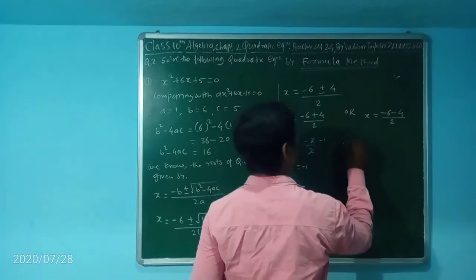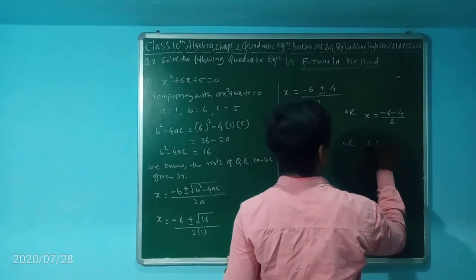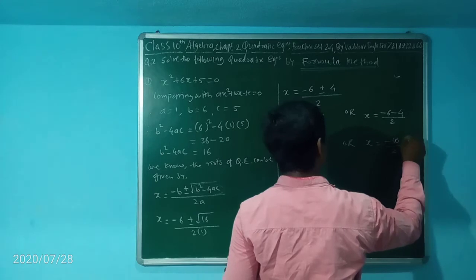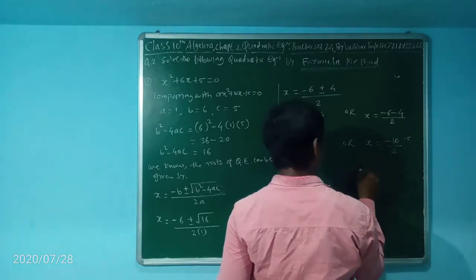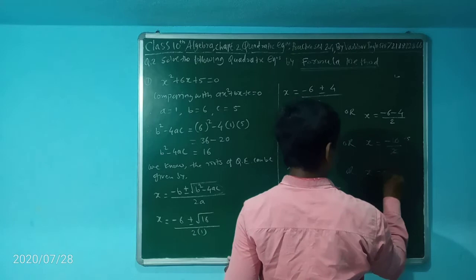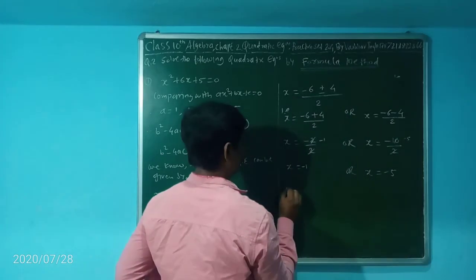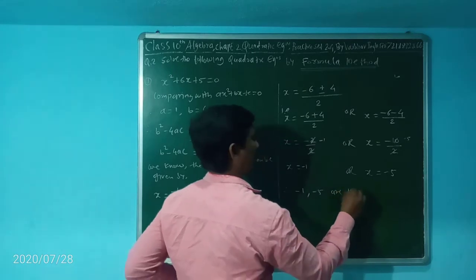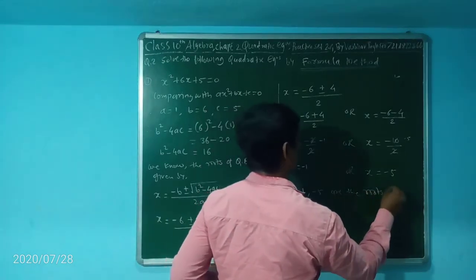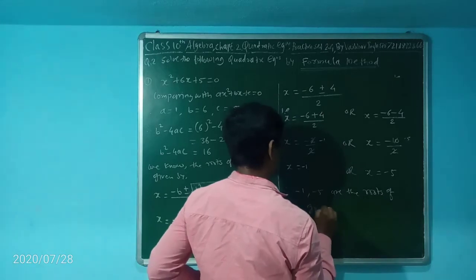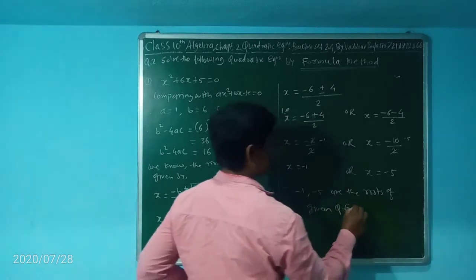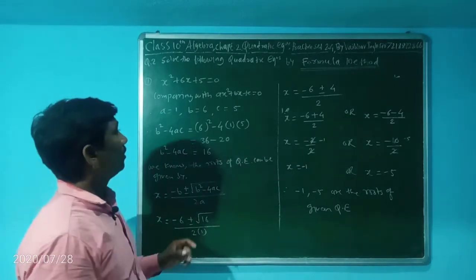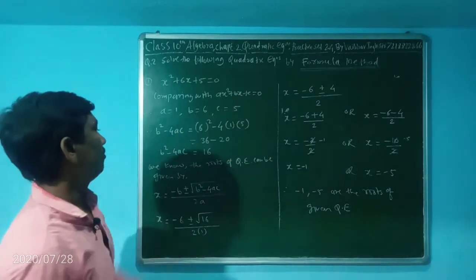Or x equals to minus 6 minus 4, minus 10 by 2, so that will be minus 5. x equals to minus 5. Therefore minus 1 and minus 5 are the roots of the given quadratic equation. Okay, in this way you can find the roots of a quadratic equation by using the formula method.